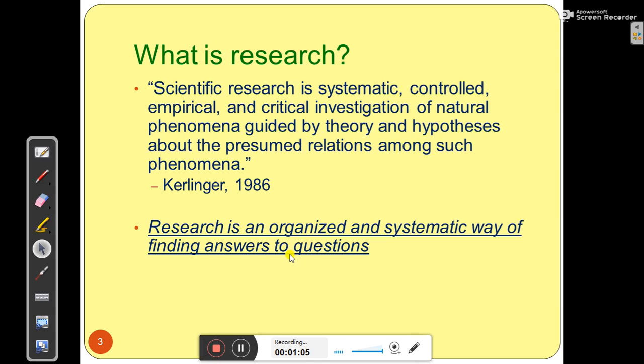So what is research? In general, we can say that scientific research is systematic, controlled, empirical and critical investigation of natural phenomena guided by theory and hypothesis about the presumed relations among such phenomena. So actually, research is an organized and systematic way of finding answers to questions. So now, how can we organize those things, and how can we systematically find answers to those questions?